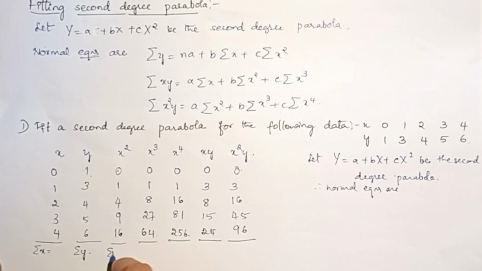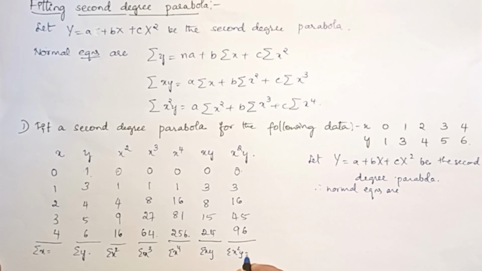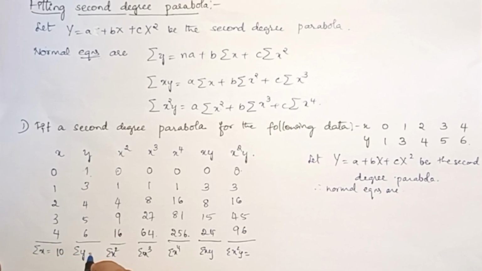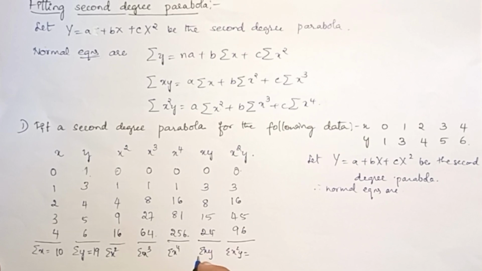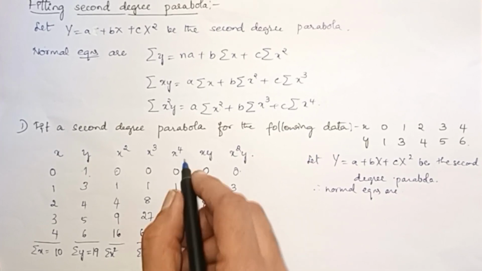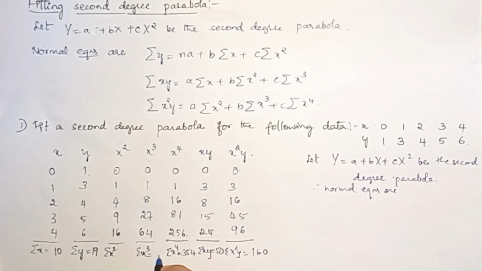So this gives summation of x square, this is summation of x cube, this is summation of x power 4, this is sigma xy, this is sigma x square y. So see, this total sum is equal to 10. Summation of y is 19. Then summation of xy is 50. Then summation of x square y is 160. You can check by adding all the values. Summation of x power 4 is 354. Summation of x cube is 100, and summation of x square is 30.